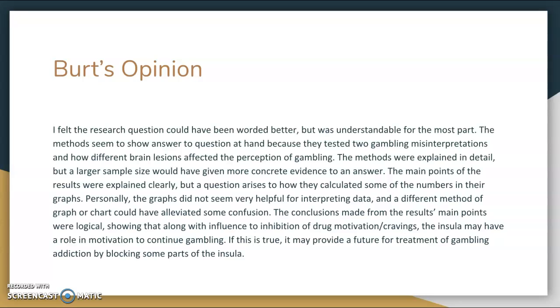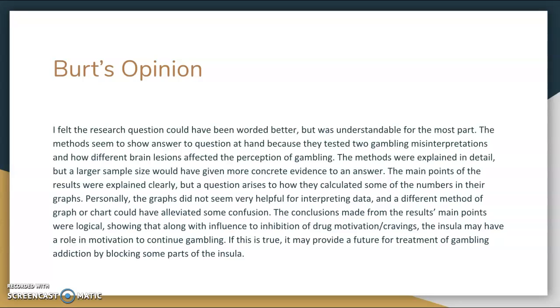And here we have my opinion. To me, the research question could have been worded a little better, but for the most part, it was understandable. The methods seemed to answer the question at hand because they tested two gambling misinterpretations and how different brain lesions affected the perception of gambling. The methods were explained in detail, which was great, but I feel like a larger sample size would have given more concrete evidence to an answer.